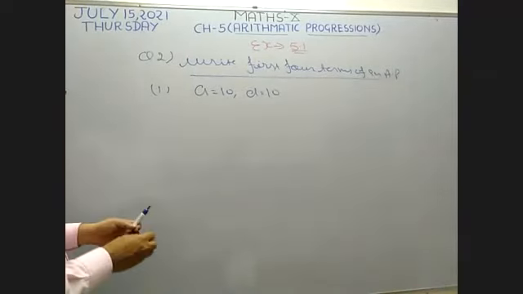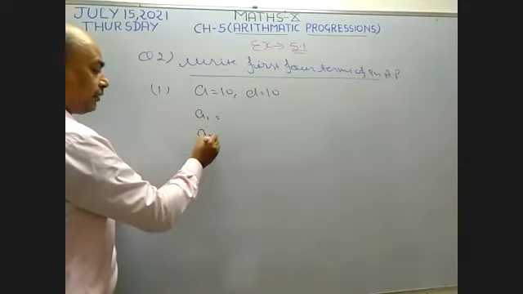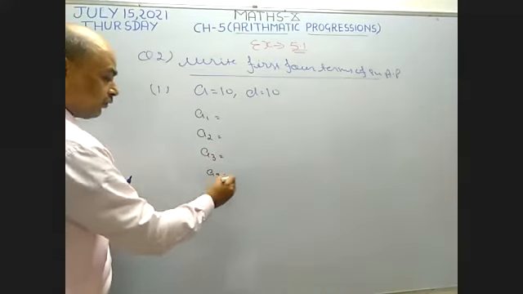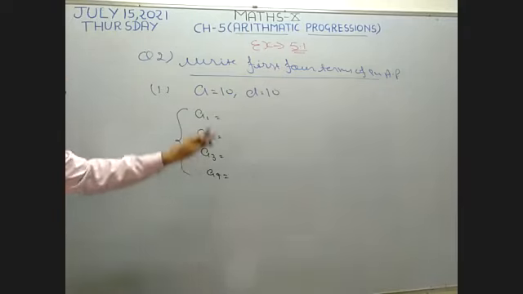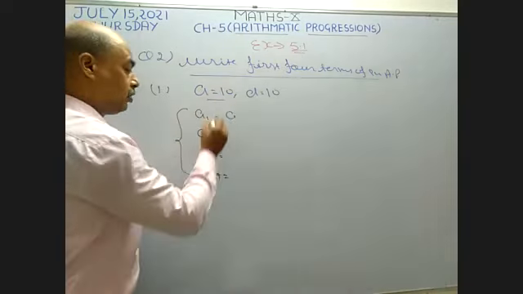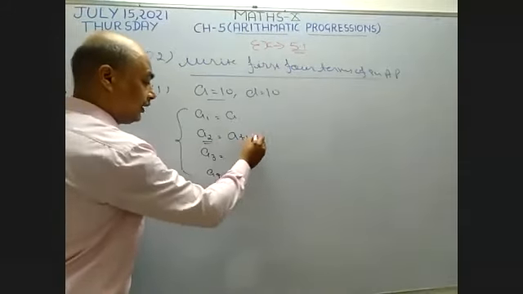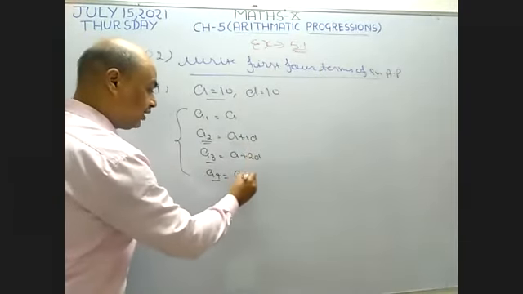See, as you know, the first term of an AP is A1. The second term of an AP is A2. The third term of an AP is A3. And the fourth term of an AP is A4. We have to find the first four terms of an AP. Okay. A1 is known as A. Okay. How do we find the value of A2? The value of A2 is A plus 1D. A3 means A plus 2D. A4 means A plus 3D.